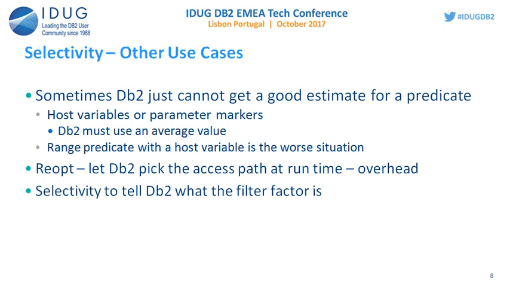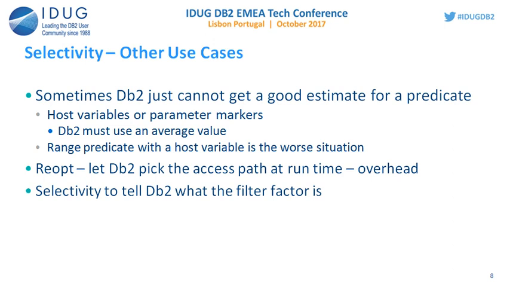Now, there are other places where DB2 cannot get a good estimate for a predicate. In general, if you're having problems with DB2's estimates of filter factors, the best things to do are run stats and collect distribution stats, sometimes column group stats. And that should always be your first thing to do to fix your filter factors. But sometimes DB2 just cannot get a good estimate.